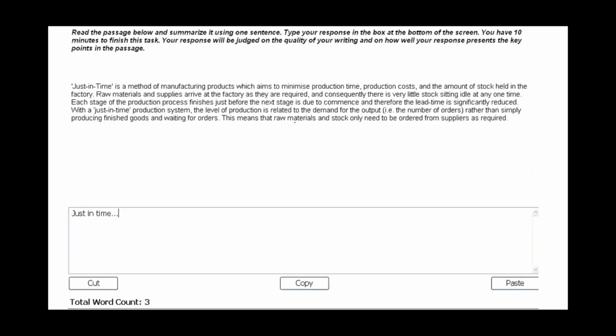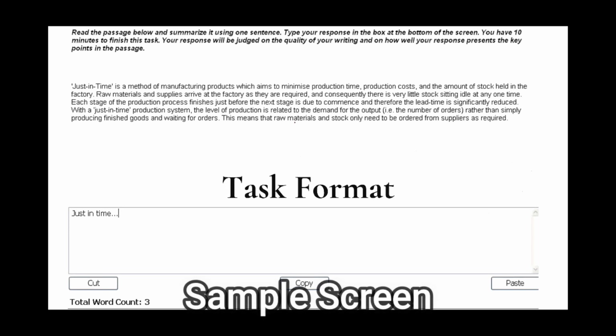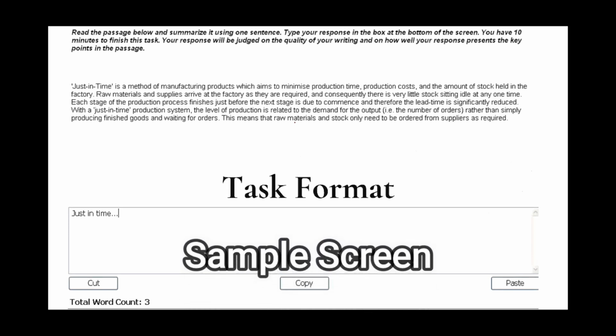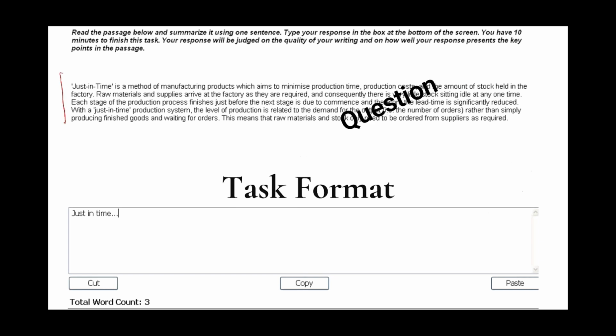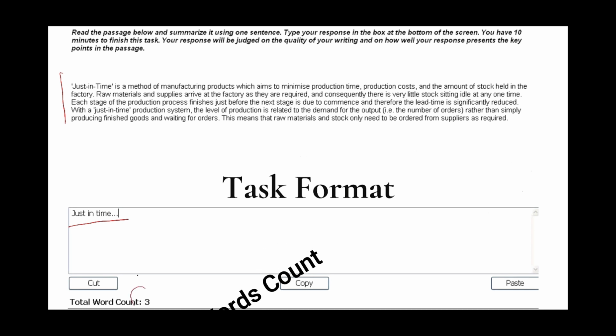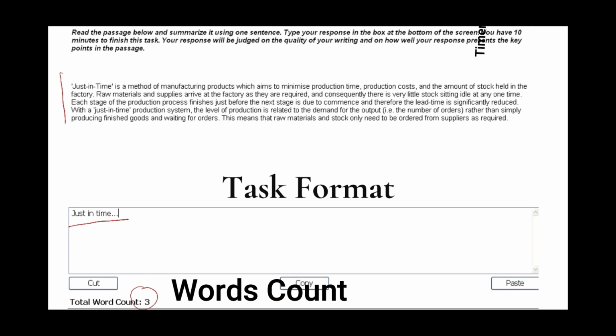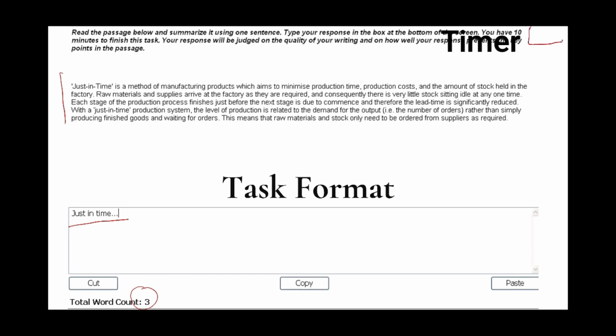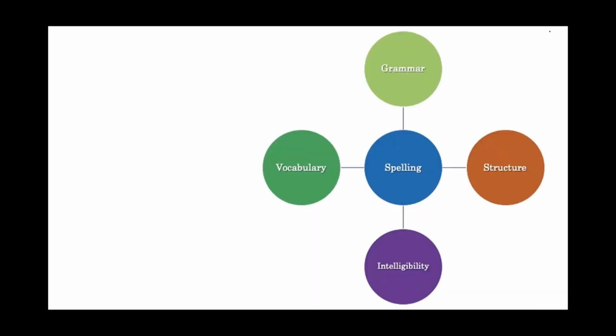Now, going ahead, this is the sample screen of the task. So this is the question that you need to summarize. You need to write your answer over here. You've got the cut, copy, paste buttons just in case you want to rearrange or rephrase a question. You also got the word count sitting here at the bottom, and the timer is always up over here in this corner of the page. The timer will always be over here. Now, having said that, let's move ahead.